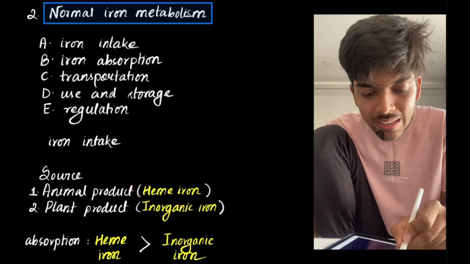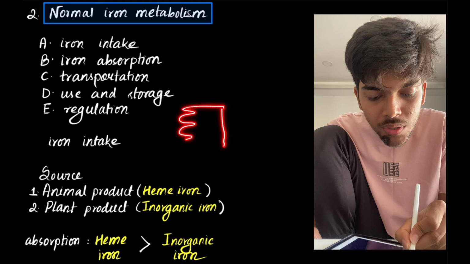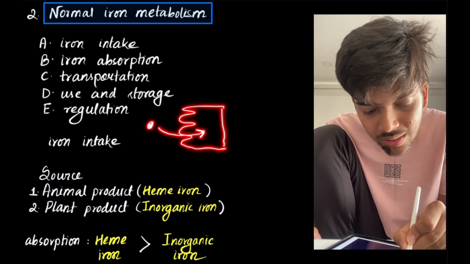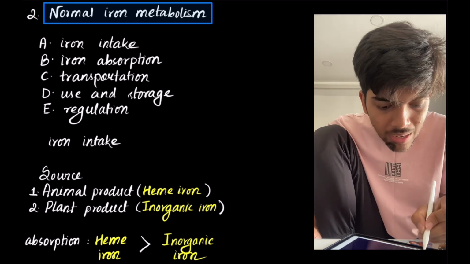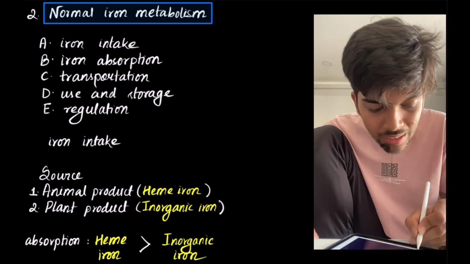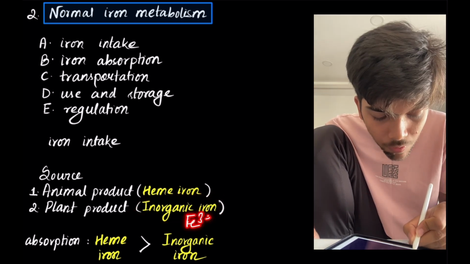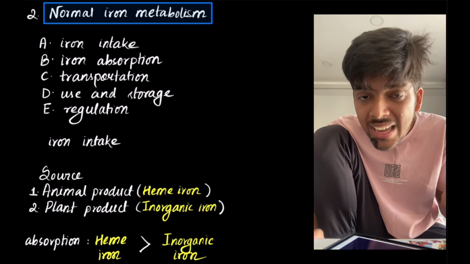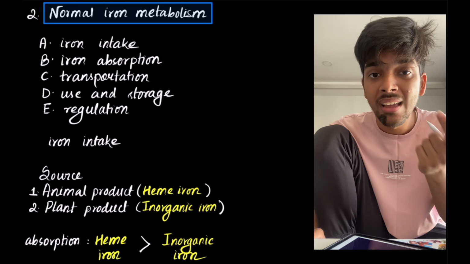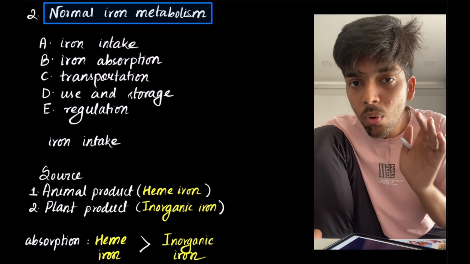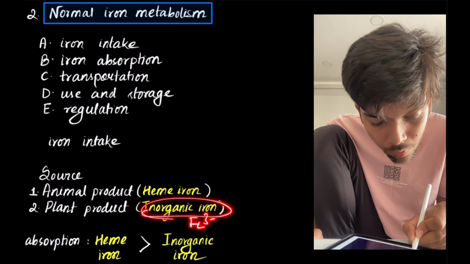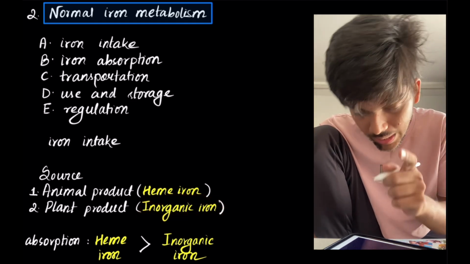Heme iron is directly absorbed inside the enterocyte. However, inorganic iron is present in ferric form. This is important. Remember, heme iron is directly absorbed inside the enterocyte, inside the cell lining your duodenum, but inorganic iron is present in ferric form. So what? So this.